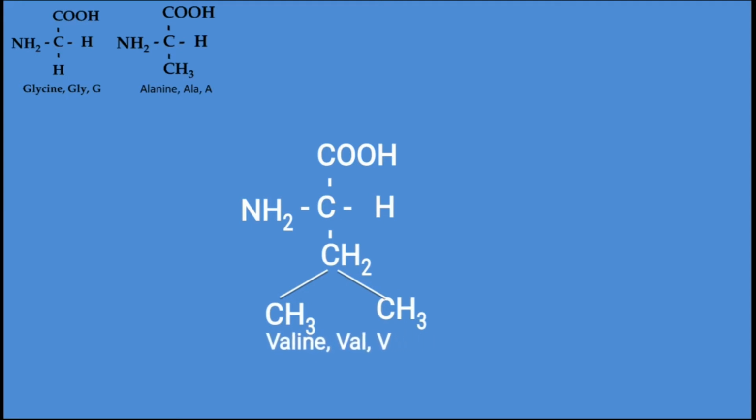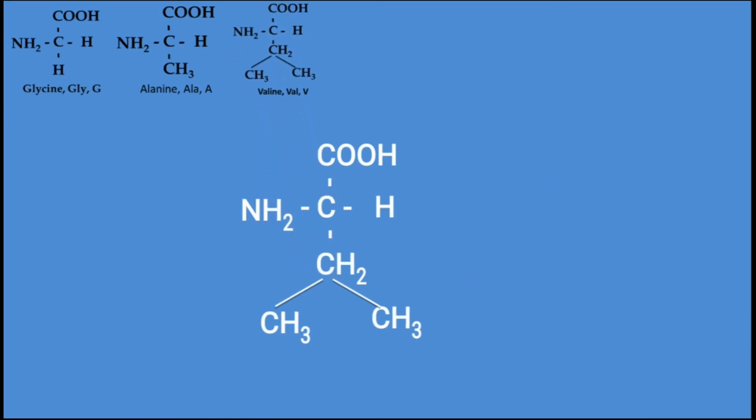The next amino acid is called valine. In alanine, two more methyl groups are added as a branch, then it is called valine. It is referred to by the 3-letter code VAL and the 1-letter code V, and it is hydrophobic in nature.